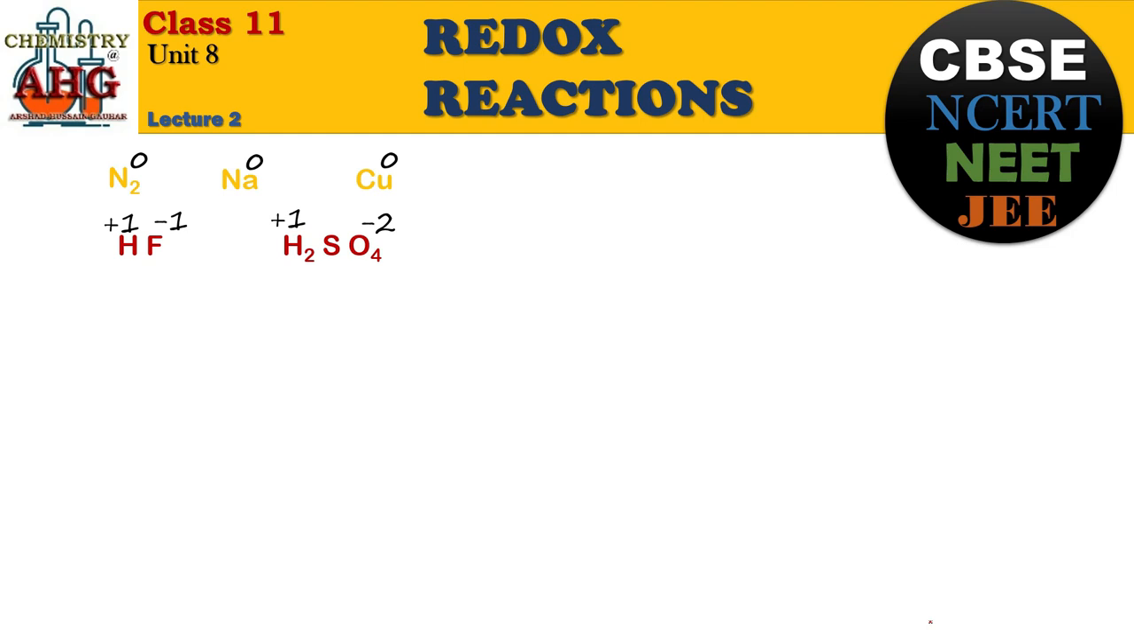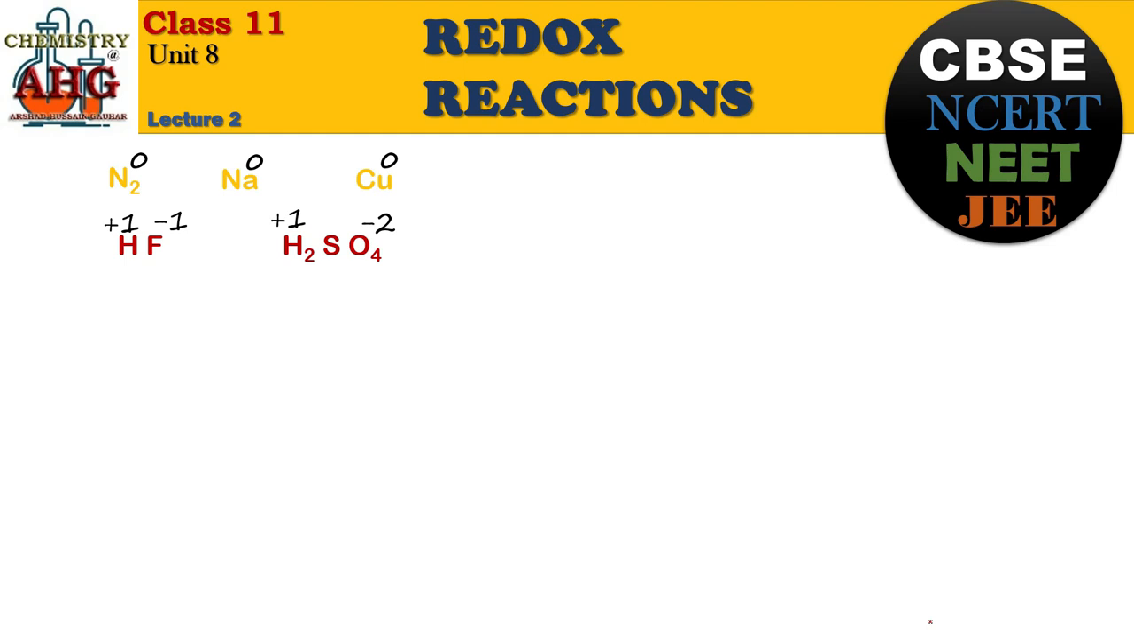But how many hydrogen atoms do we have? We have 2 hydrogen atoms. So out of -8, how much charge has been neutralized by 2 hydrogen? 2 units. Oxygen was -2 into 4, -8. Out of -8, hydrogen has provided a share of +2. Now how much charge is left behind on oxygen that is still unneutralized? -6. So what does this mean?